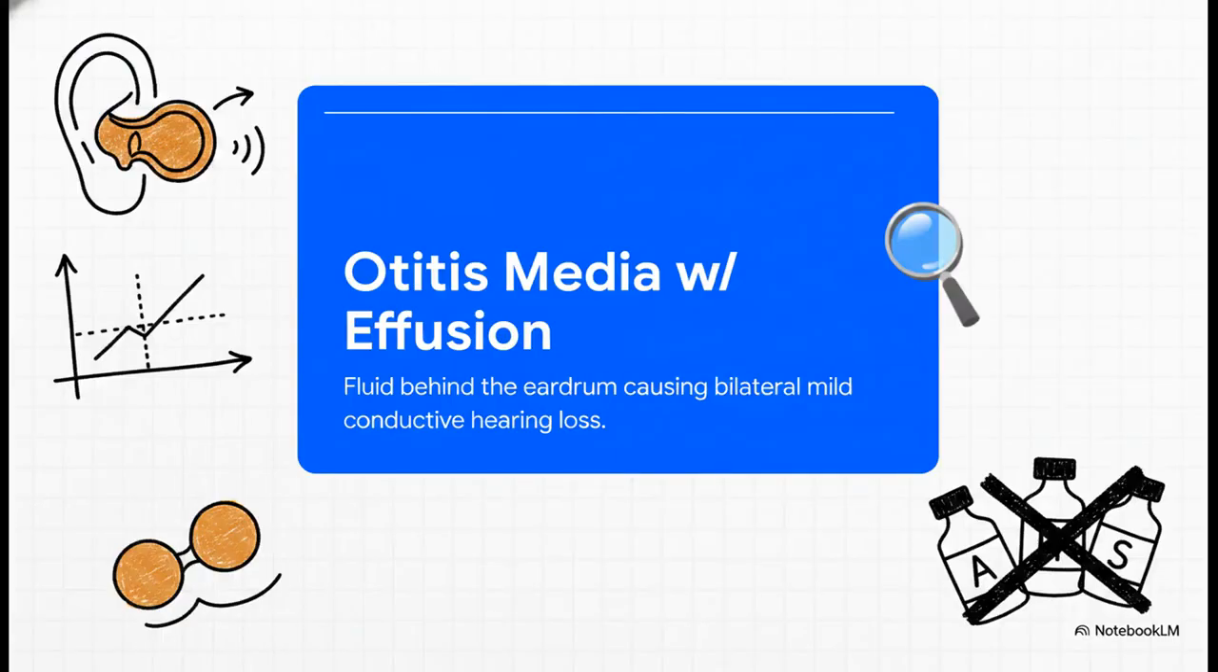Now for our second clinical issue. Based on Bill's audiogram showing an air-bone gap and otoscopy showing dull amber tympanic membranes, we're dealing with otitis media with effusion, more commonly known as glue ear. This is basically fluid trapped behind the eardrum causing bilateral mild conductive hearing loss.